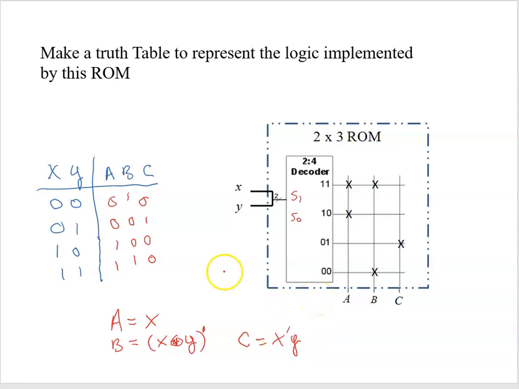So we can go back and do our analysis of the ROM schematic. All right, so that's it for this video.